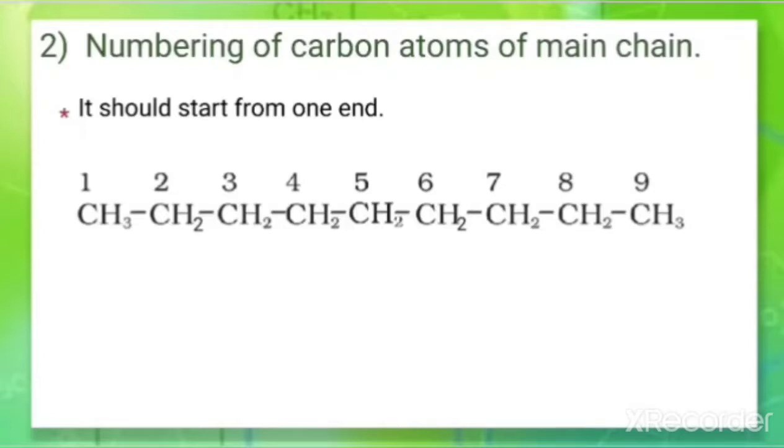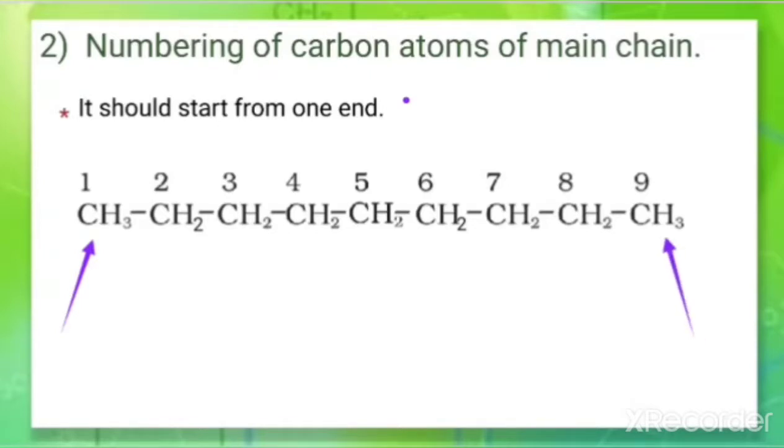Here one example is taken. So the first point: whenever we do the numbering, we have to start from one end. Let's look at the example given. We have to start the numbering from any one end, that is, from this end we can start. We should always start from one end, either this side or this side.